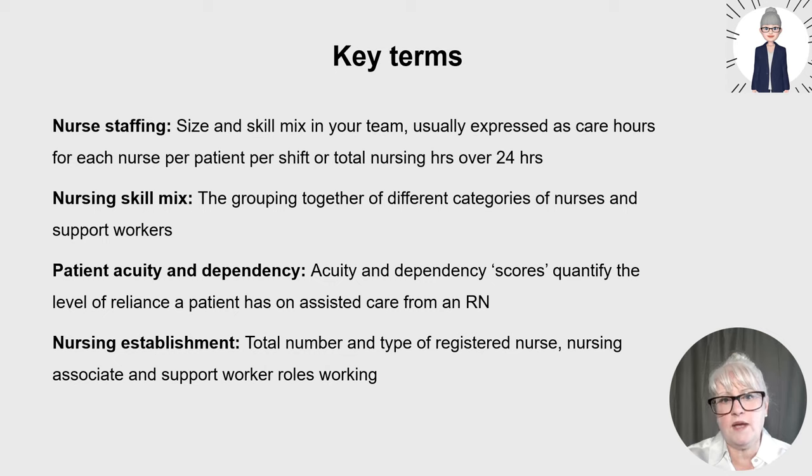Then you've got patient acuity and dependency tools. Acuity and dependency scores quantify the level of reliance a patient has on assisted care from a registered nurse. So when you look at an acuity tool, usually they are set so that the higher the rating, the higher the acuity of a patient, and the more dependent a patient would be on care.